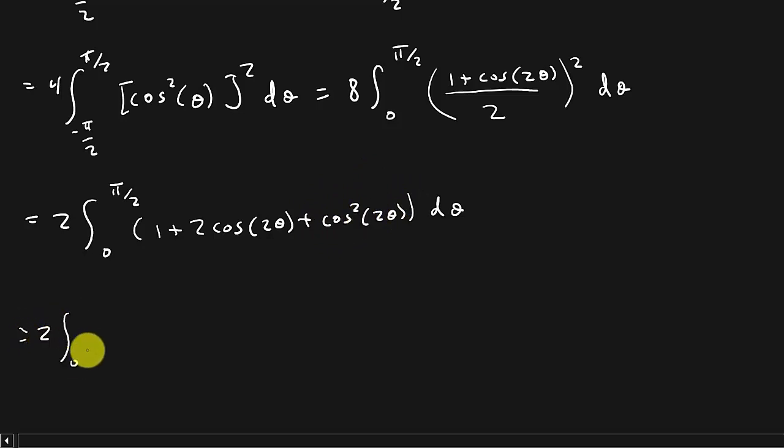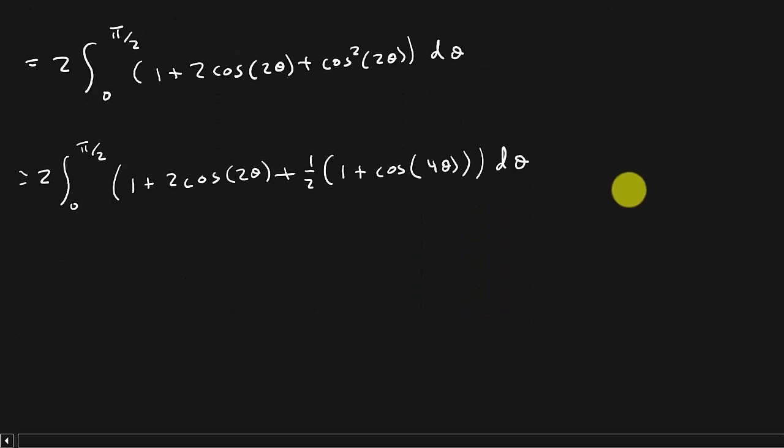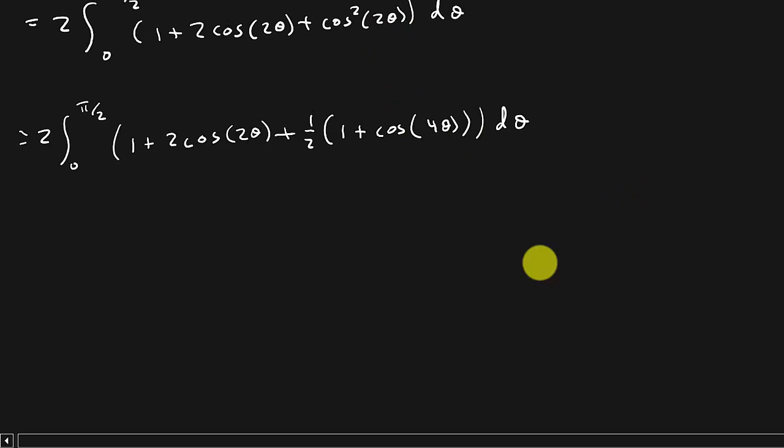And so this is going to be 2, 0 to pi over 2 times 1 plus 2 cosine 2 theta plus, and then rewriting this, that's going to be 1/2 times 1 plus cosine of what? 4 theta, right? d theta. Because remember, this angle is going to be double this one, so that's where the 4 theta comes from.